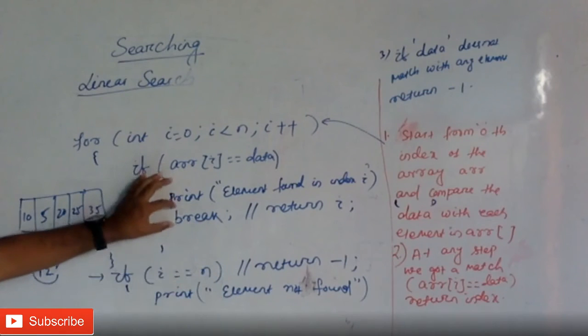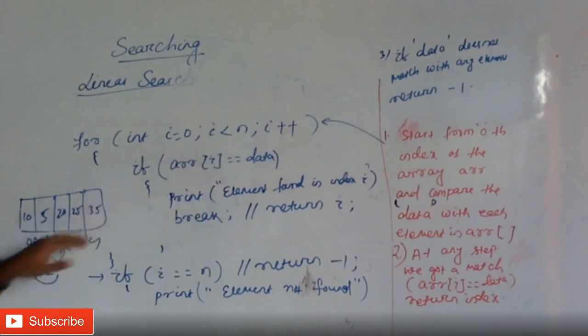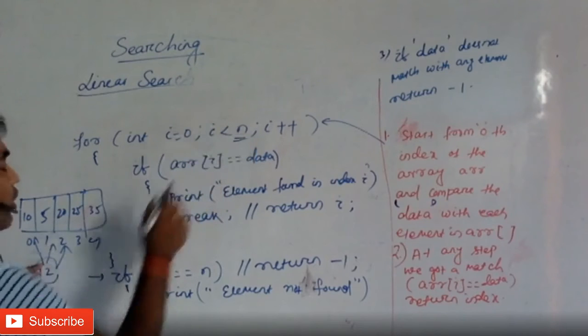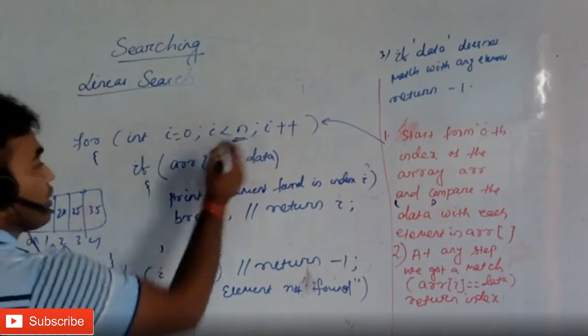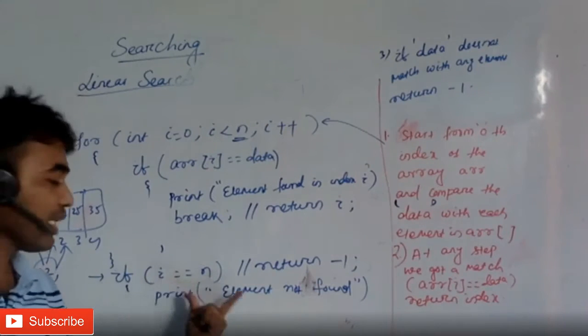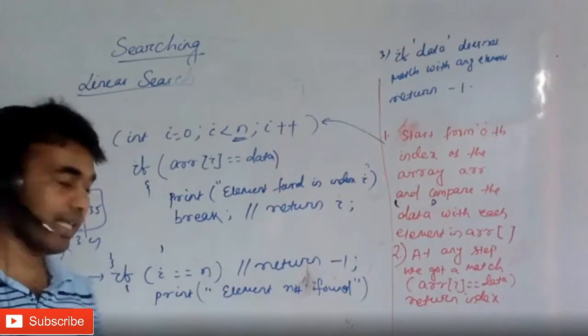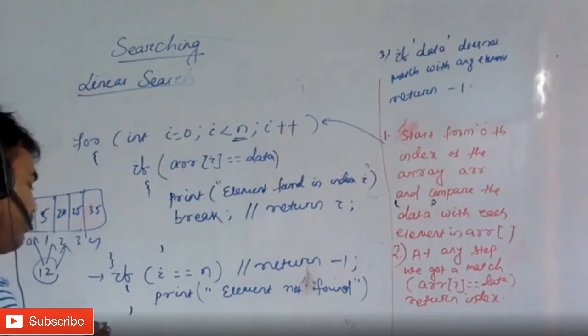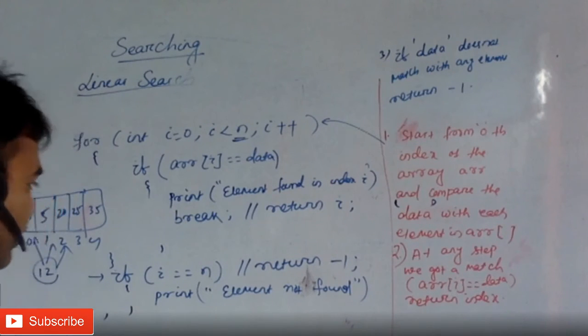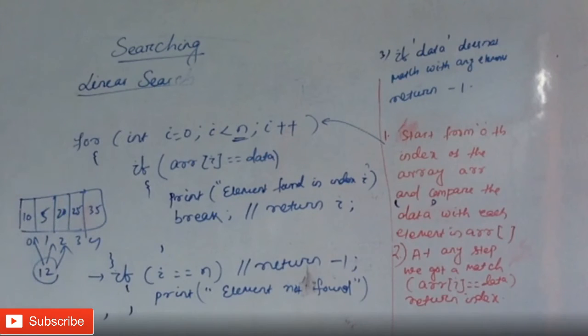It means I did not break from in between. I tried to search with 0, 1, 2, 3, again I plus plus until I is n, so it has gone till the nth location. That's why I is n. That means the element is not found. So that is the algorithm, or that is the program. This is the way of implementation of the linear search.